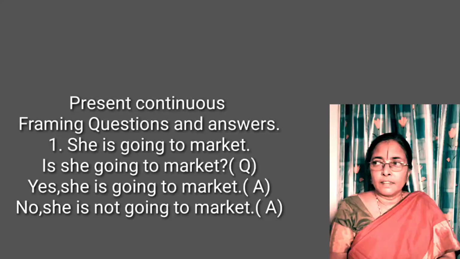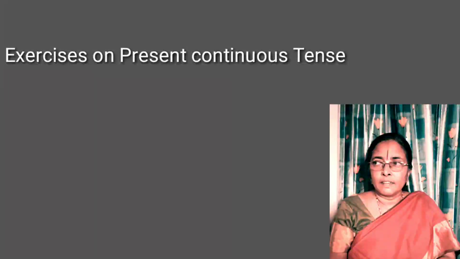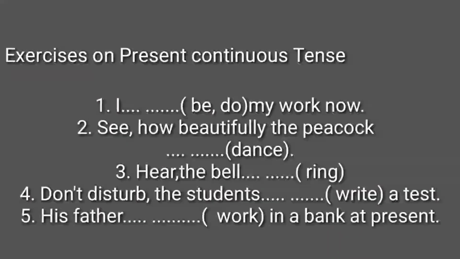Now let us discuss present continuous tense from an examination point of view. When sentences are given, how do we use present continuous? When sentences are given in such a way, how do you know that you have to use present continuous tense? There are some keywords which enable you to understand that you have to use present continuous tense. Let us take the first sentence. In the brackets, the verbs are given, you have to use the correct forms of the verbs.